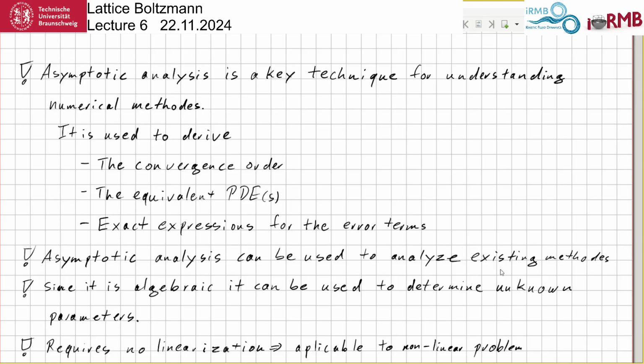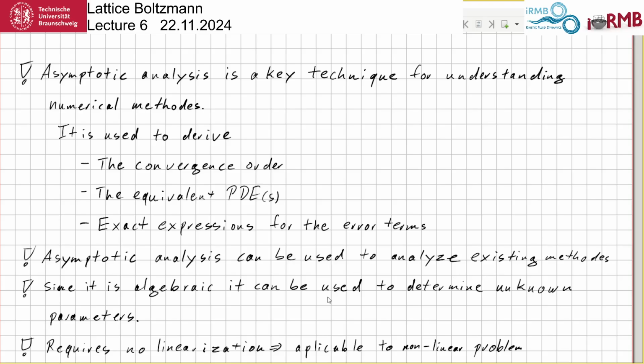This method, even though it can be used to derive new methods, is actually there to analyze existing methods, and it was also invented much later than Lattice Boltzmann. So Lattice Boltzmann comes from physicists. They think something up, and then mathematicians were horrified. So what is this thing solving?